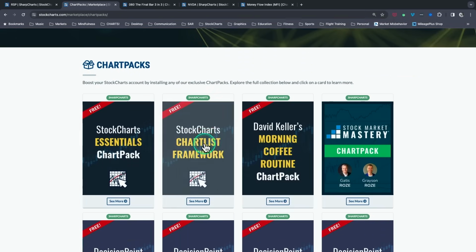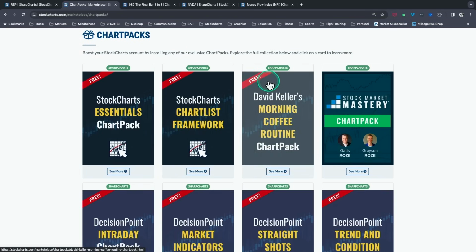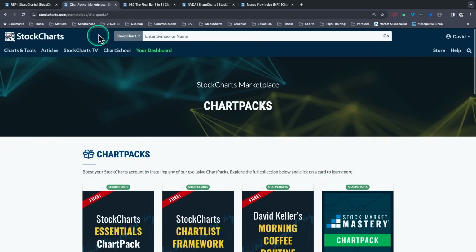If you look through these, these are different chart packs that our different experts and contributors have created. This one is called Dave Keller's Morning Coffee Routine Chart Pack. I would encourage you to check that out. It's free for our members. You can actually copy my list of charts to your own login. You can go through them on your own.